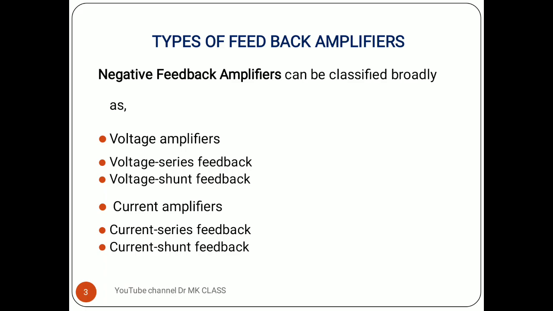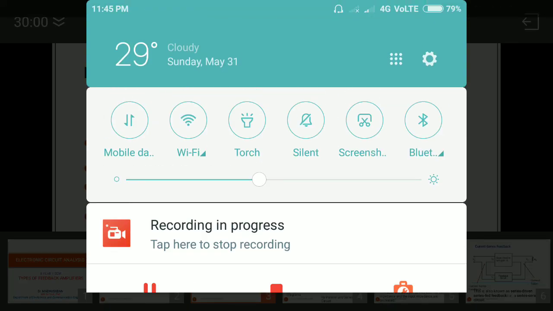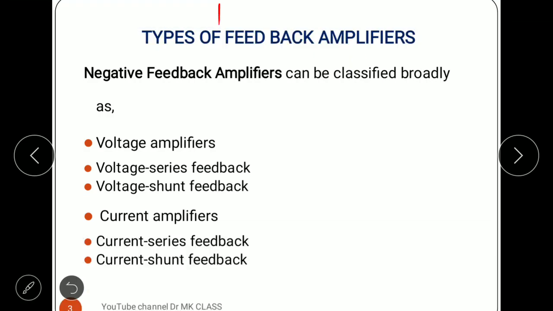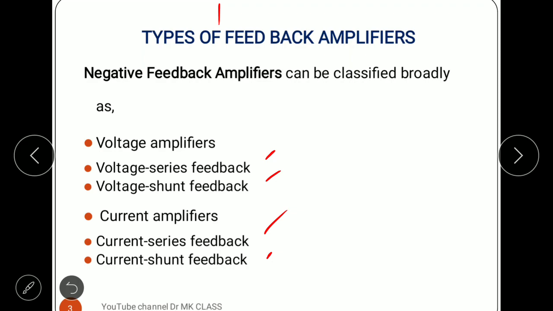There is a voltage amplifier and there is a current amplifier. Voltage amplifiers will have two types: series feedback type and shunt feedback type. Current amplifiers will have current series feedback and current shunt feedback. So depending on the voltage amplifiers, there are two: voltage series feedback and voltage shunt feedback. And depending on the current amplifiers, there are two: current series feedback and current shunt feedback. One by one we will study.